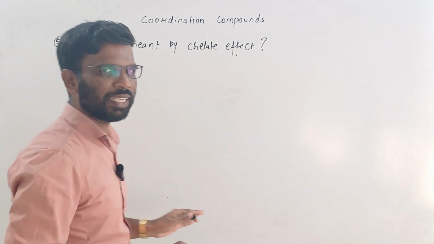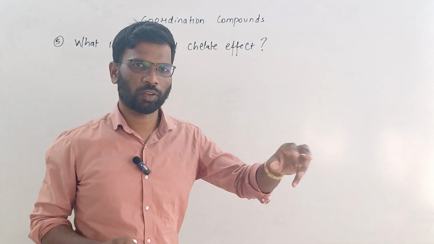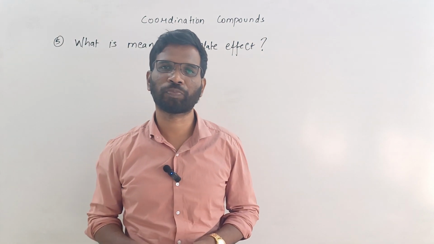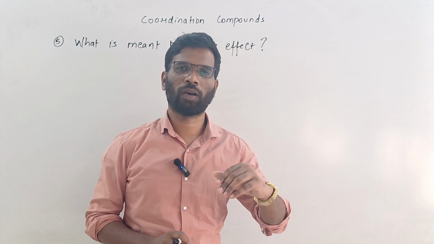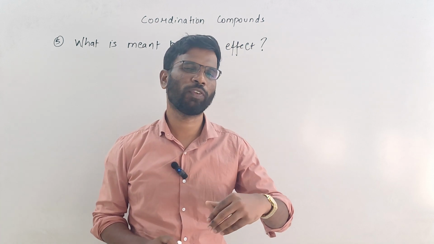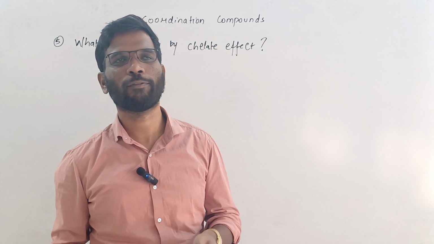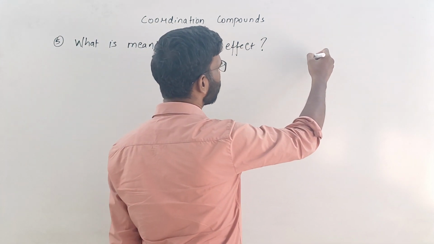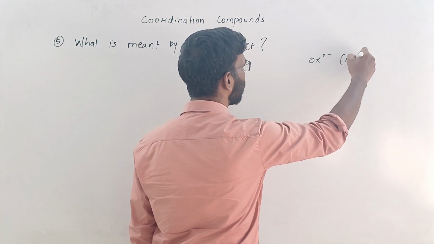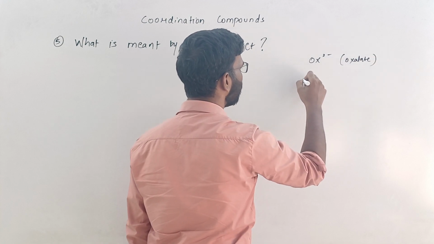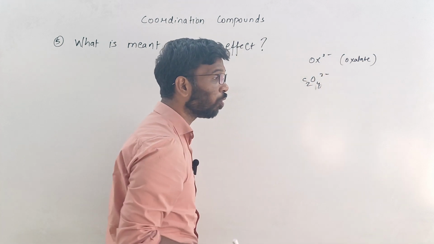Next, what is meant by the chelate effect? What is the meaning of chelates? Chelates are formed when a bidentate, tridentate, tetradentate, hexadentate, or in general a polydentate ligand coordinates to form a 5-membered or 6-membered ring. For example, the oxalate ion, C2O4 2-, can form a chelate.